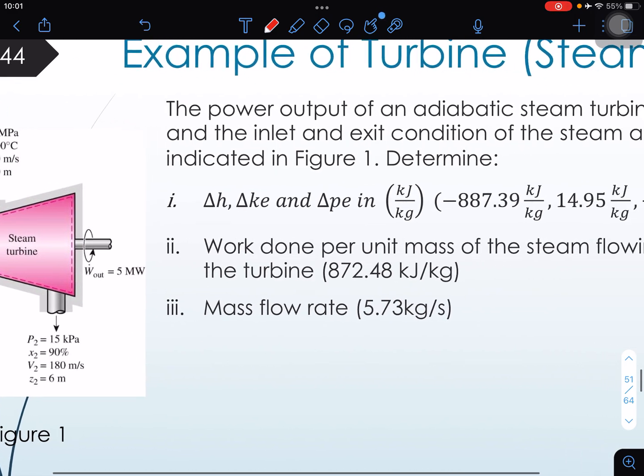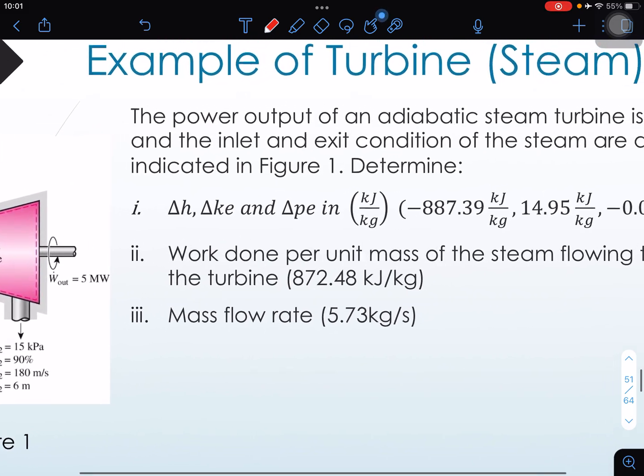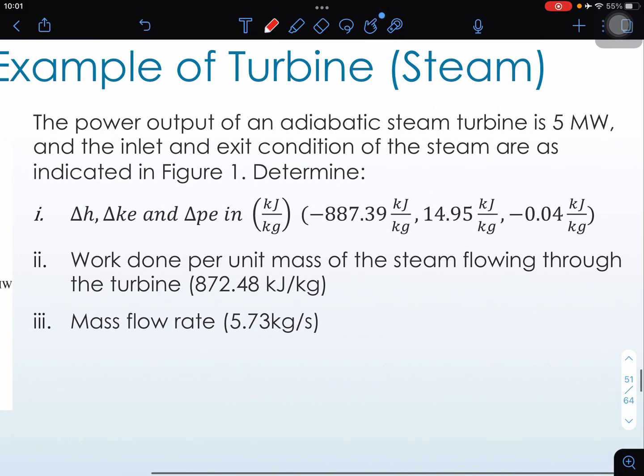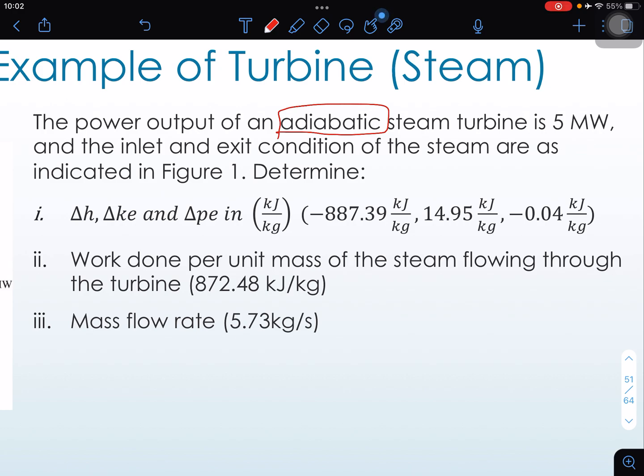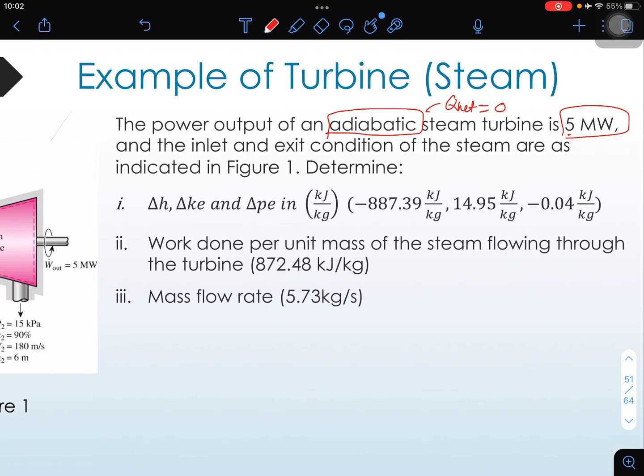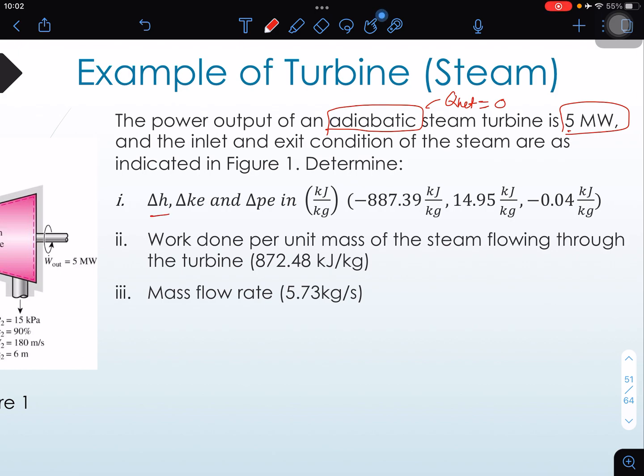To solve this problem, let's highlight the important things here. We know that the turbine is adiabatic. This is the keyword that we need to pay attention to. It means that your Q net will be equal to 0. The steam turbine power output is 5 megawatt, as given in the figure, and the inlet and exit conditions are given also. It asks you to determine the delta H, delta KE, and also delta PE.